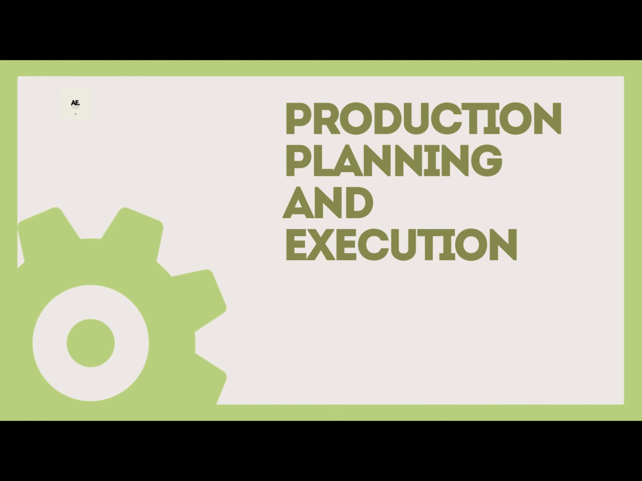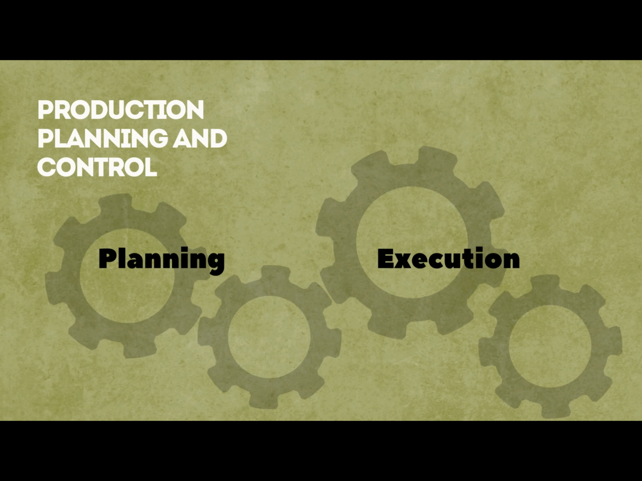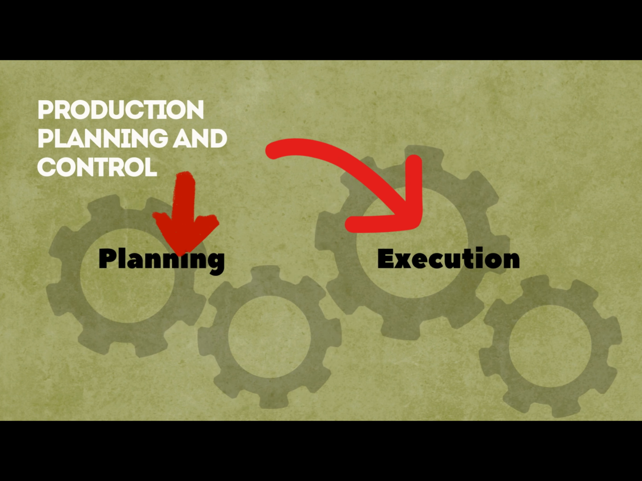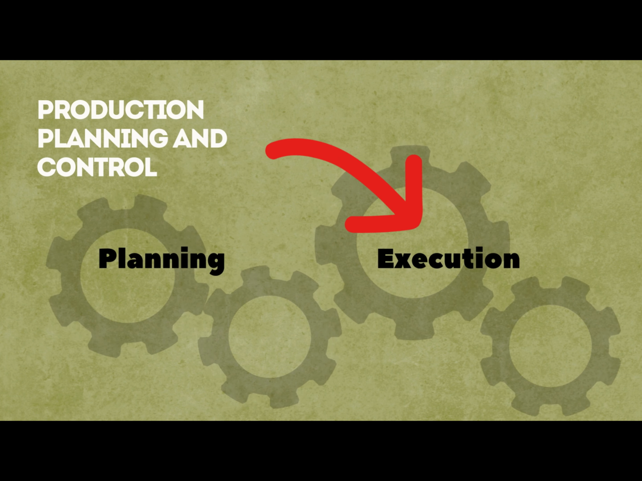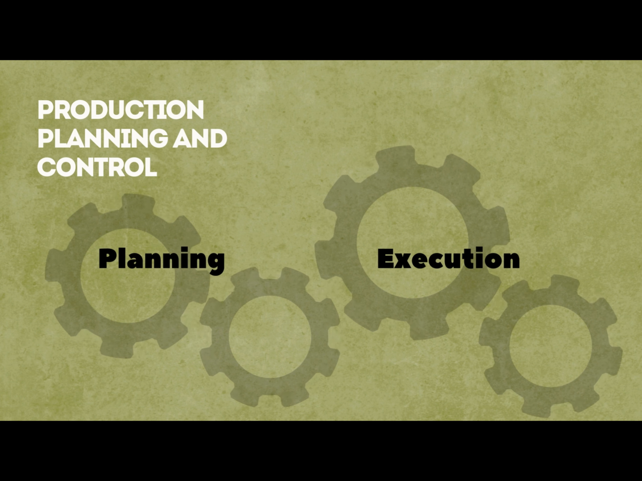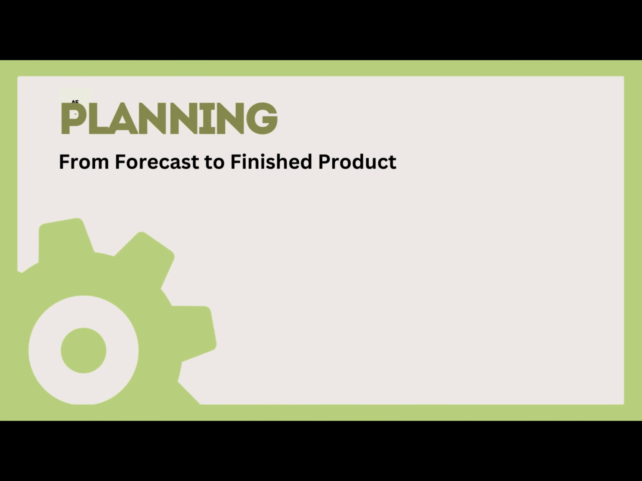All right, let's break down the basics of production planning and control into two main steps: planning and execution. Let's delve into each of them. Let's start with planning. When we talk about production planning, it's like figuring out what we need to make based on a plan of what we expect to sell. We're basically aligning our production with what's in our sales plan.